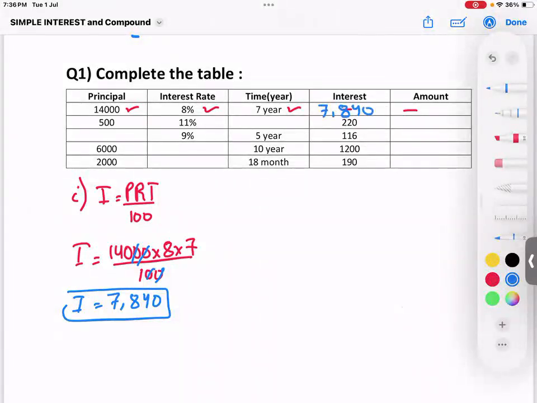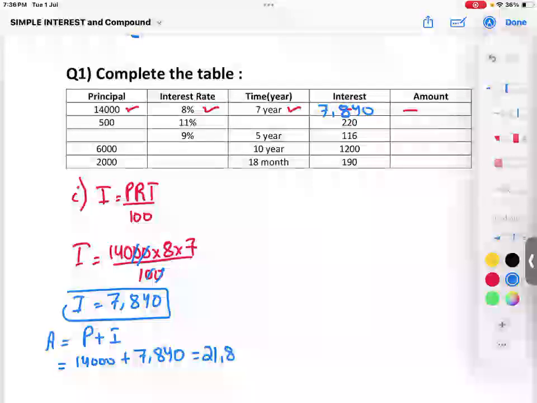7,840. Now we need to find out the amount. To find the amount, the formula is principal plus interest. Principal amount is 14,000. Interest is 7,840. So the total amount we get is 21,840. So that's it. We have done part number 1.